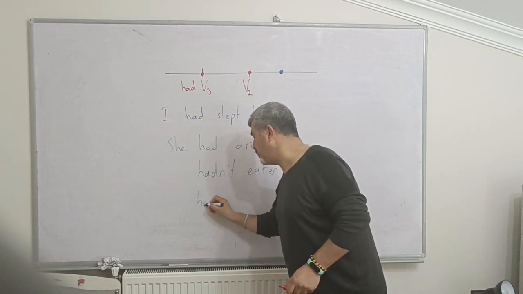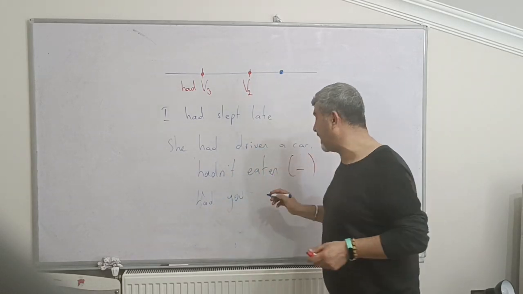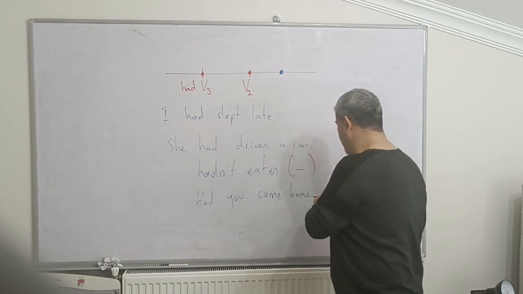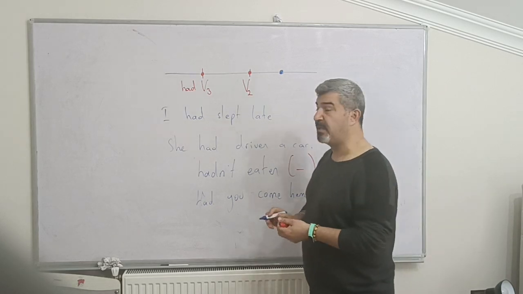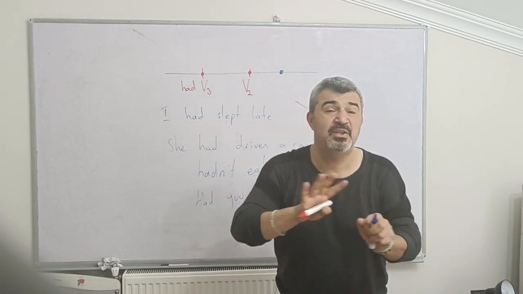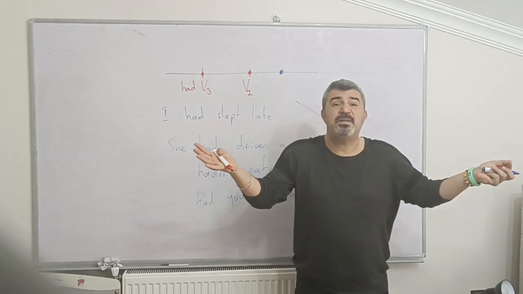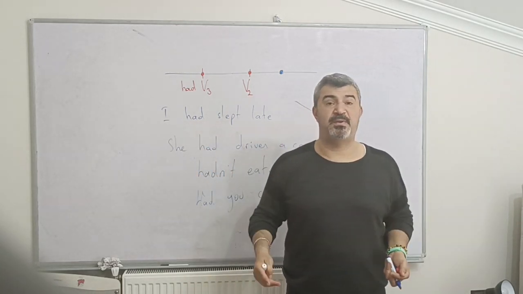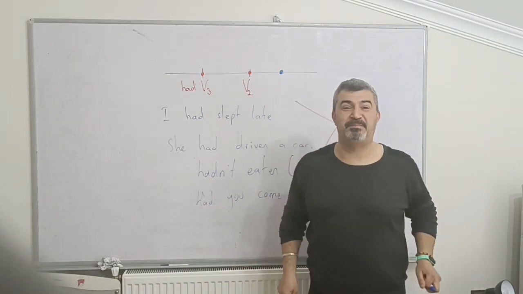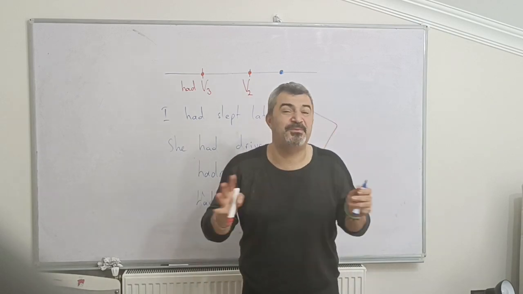If you use had at the beginning of the sentence before the subject, it is the question form. Had you come home? So it is the question form. But be careful here, please. In English, we cannot use past perfect alone as a sentence. So how will we use past perfect tense? The best friend of past perfect is simple past. They are very close friends. You cannot separate them from each other.